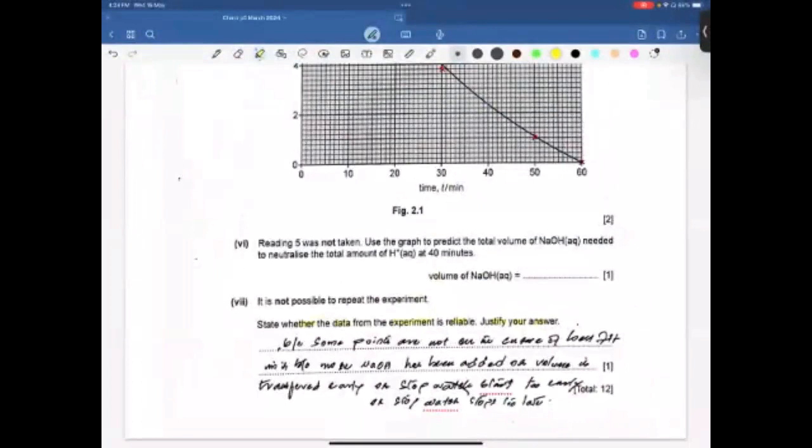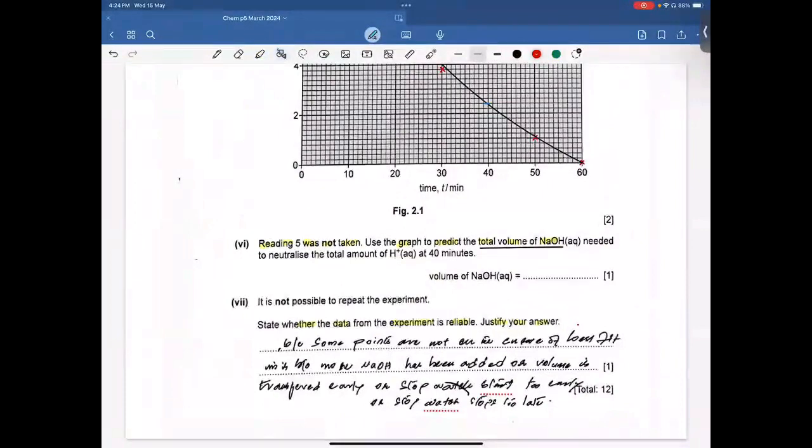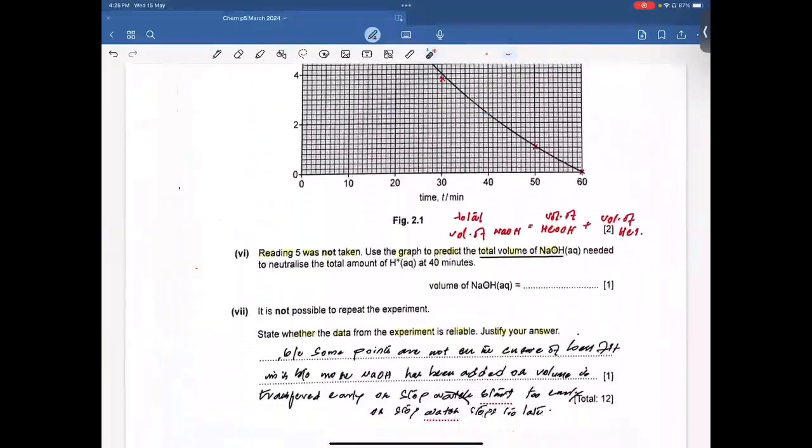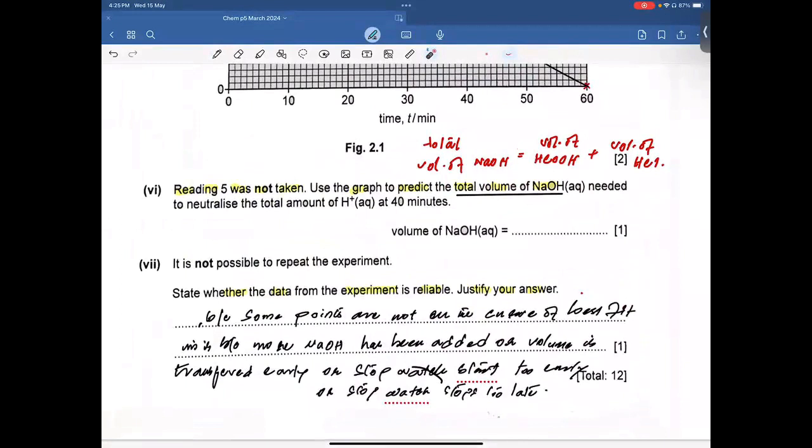All right, part 6. Reading 5 was not taken, so we need to find out that reading. Use the graph to predict the total volume of NaOH. What is the total volume technically? Total volume of NaOH is basically the volume of methanoic acid used for neutralization, plus the volume of HCl used for neutralization. The volume of HCl is 11.40, which is used for the neutralization. We know the volume of HCl, but we really need to find out the volume of methanoic acid. So let's find out that.